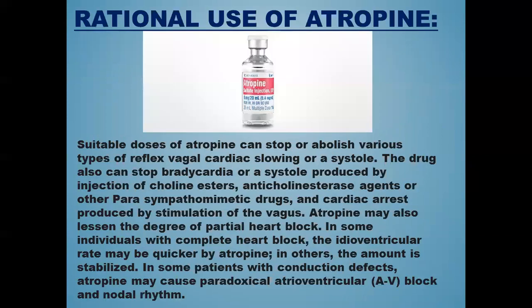Now, rational uses of atropine. Suitable doses of atropine can stop various types of reflex cardiac slowing of systole. The drug can stop bradycardia from parasympathetic drugs and cardiac arrest produced by stimulation of the vagus. Atropine may lessen the degree of partial heart block. In some patients with conduction defect, atropine may cause paradoxical atrioventricular AV block and nodal rhythm.